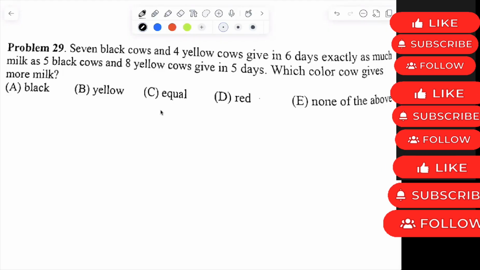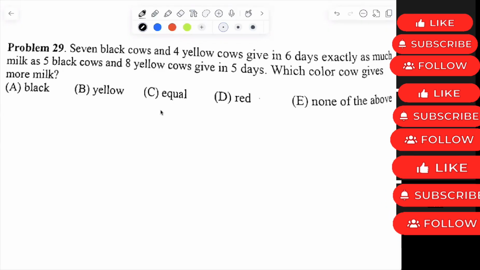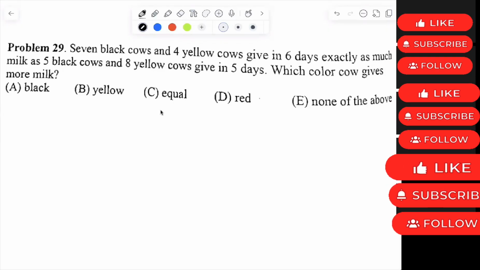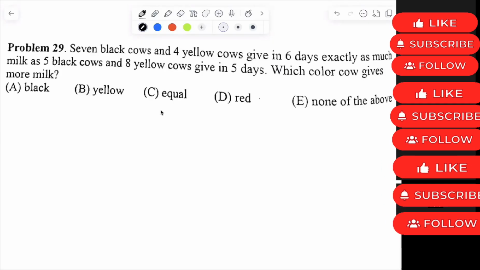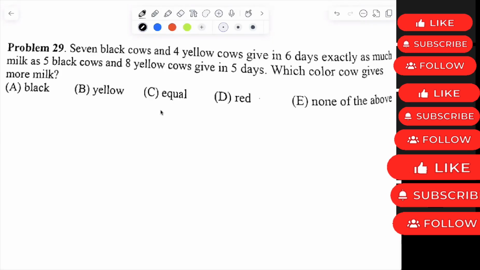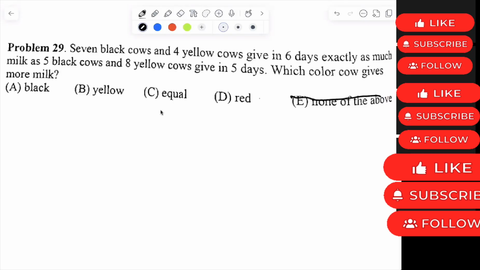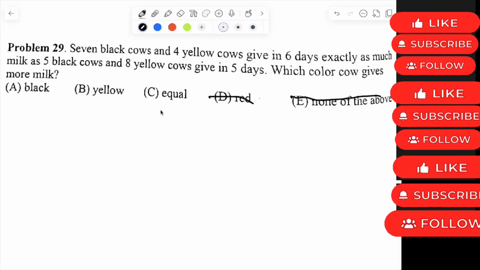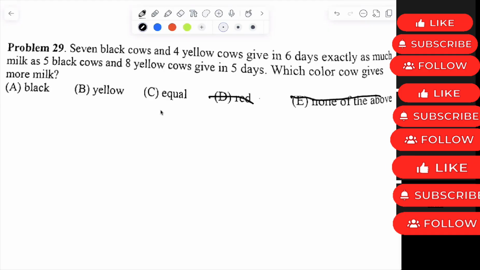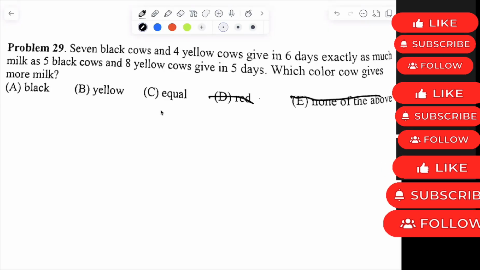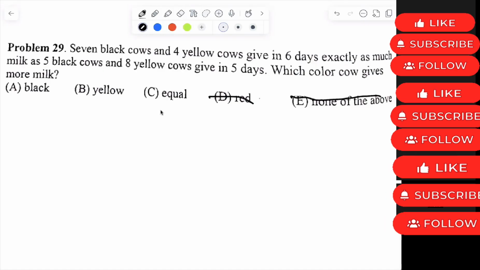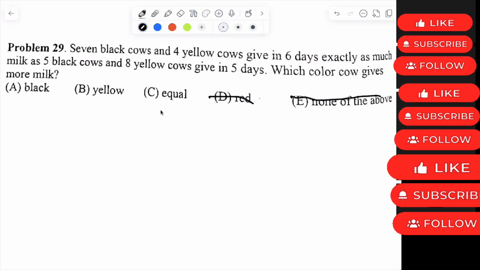All right, let's get started with this question. So we have 7 black cows and 4 yellow cows giving in 6 days exactly as much milk as 5 black cows and 8 yellow cows giving in 5 days. It's not none of the above, and it's not red because there's no red. If you choose D, then I don't know how you found red.